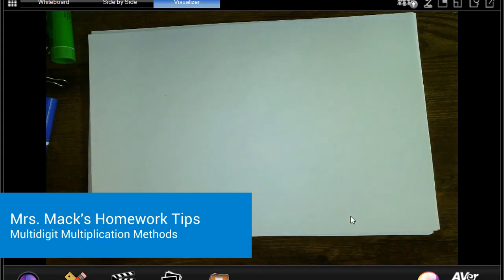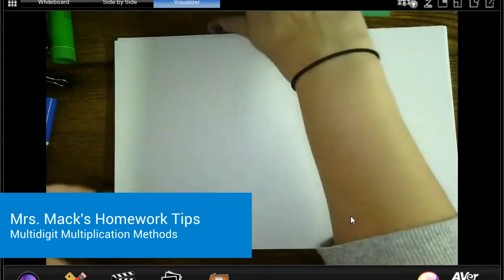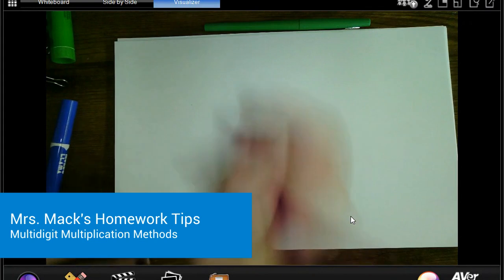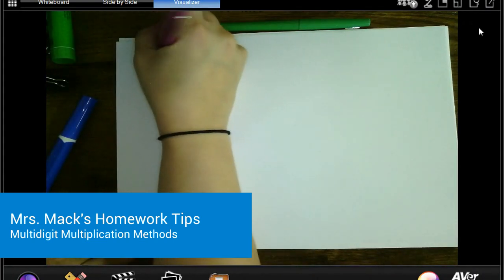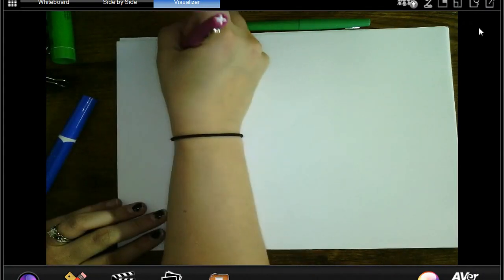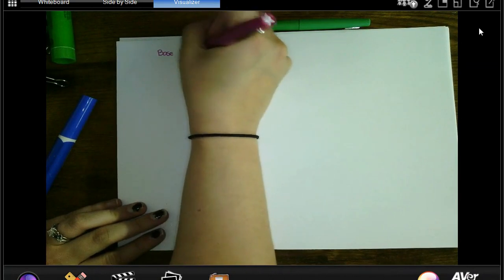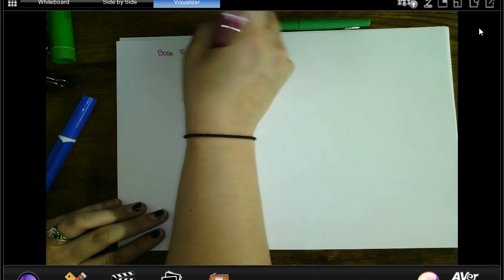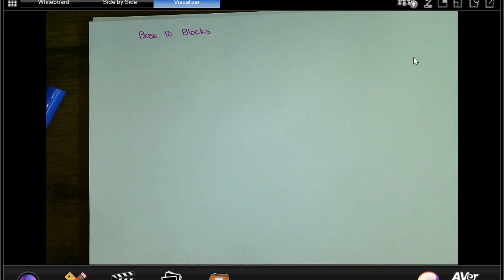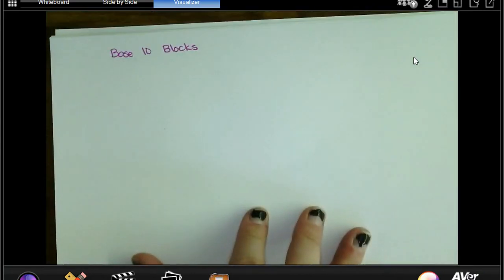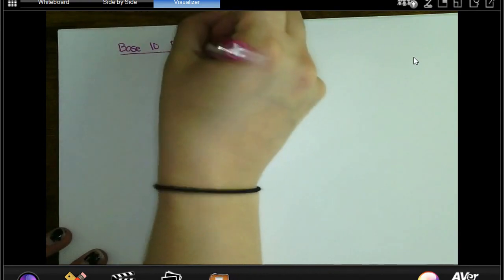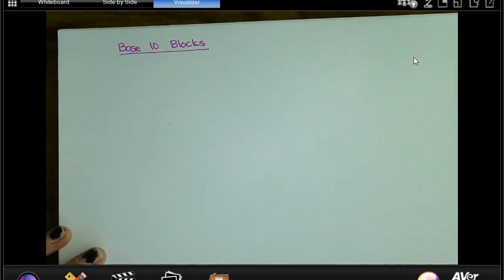Learning multiplication in class. We've been working on two different methods. The first one is drawing base 10 blocks. All right, so let's zoom in so you can see that a little bit better. For this method, we've been working on 2-digit by 1-digit and 3-digit by 1-digit.